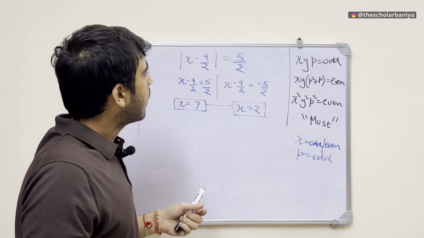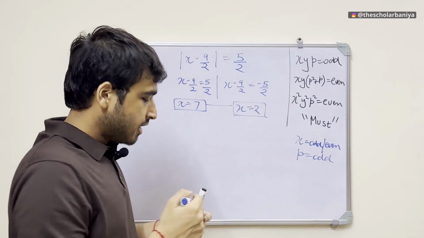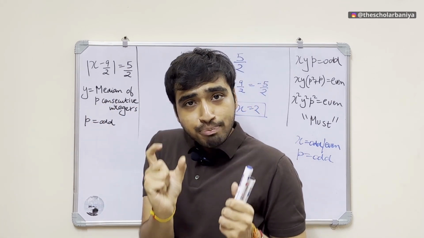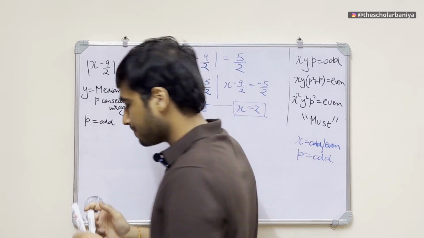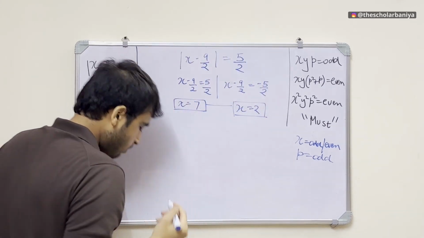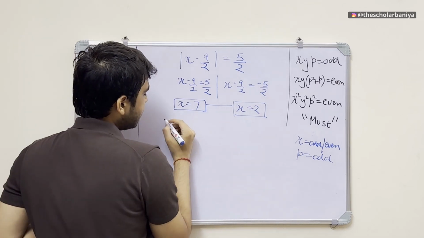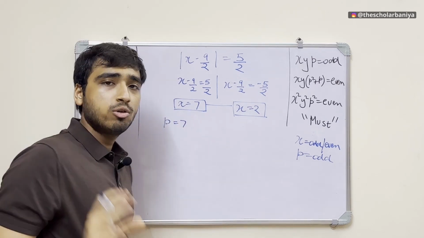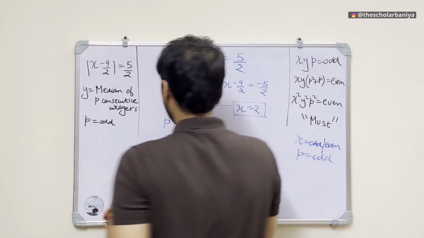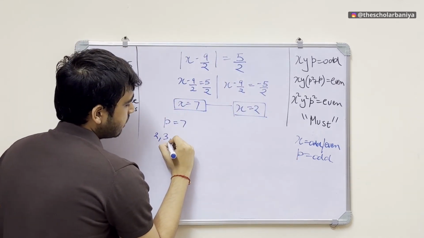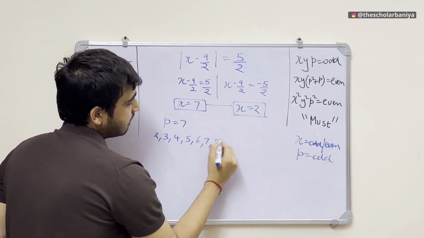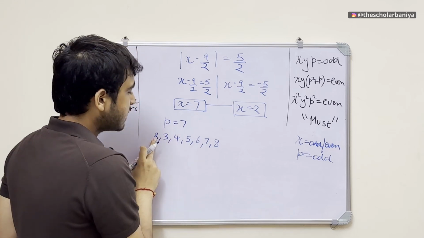Now let's try to find out what y is, right? We are given in the question that y is equal to the median of p consecutive integers, right? And again, p is odd. So let's say p is equal to 7. Let's suppose p is equal to 7, right? So p consecutive integers, for example 1, 2, 3, 4, 5, 6, 7. This is p equals 7. So 7 consecutive integers, right?